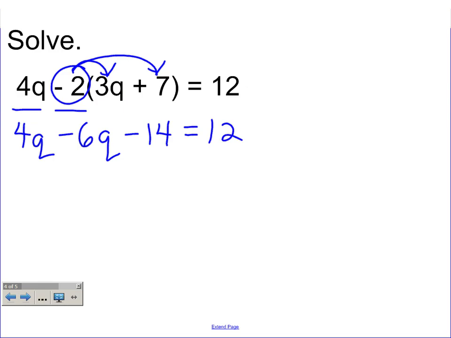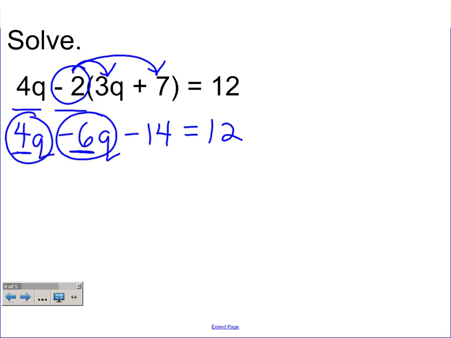From here, I can't solve for q until I have a maximum of 2 terms on a side. In other words, we know that we're always trying to work towards a 2-step equation. And if I have more than 2 terms, then I'm not ready to solve. My point is that I can see I'm on the left side of the equation, on the same side, and I see a 4q and a -6q. Well, that is just time then to subtract.